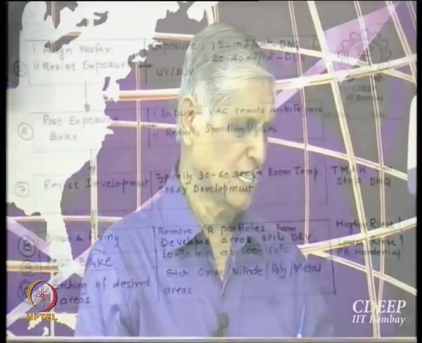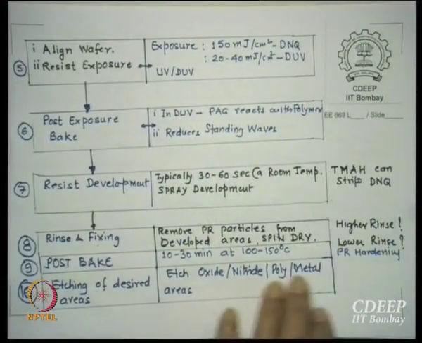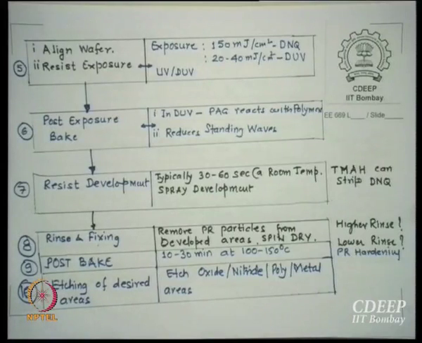So anyway, after the resist particles are removed, you clean it, then you develop the areas and spin dry it completely. Then you actually do a post bake, because I just now said there is a possibility of edges slightly getting lifted, okay. So you want to stick them back, so that during the actual etching of oxide or nitride, HF may not go in.